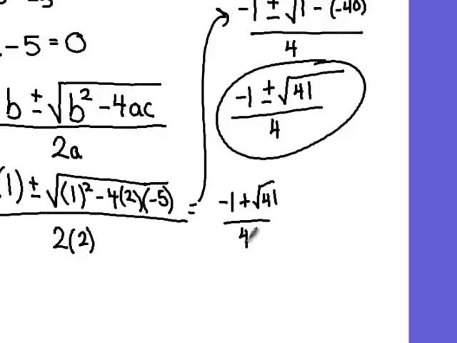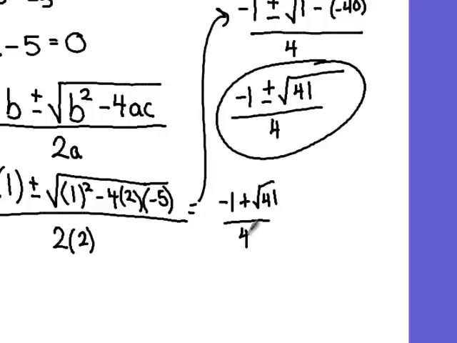you would plug in your calculator, negative 1 plus square root 41, get your answer, which will be a long decimal number, divided by 4. And I'm actually going to go ahead and do that for you so you see what I'm talking about. So negative 1 plus square root of 41.